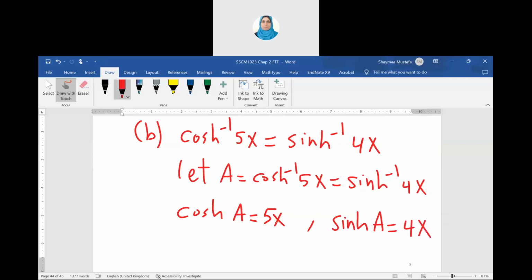We have that cosh A is equal to 5x, sine A is equal to 4x. I need to use these two pieces of information to find an equation for x that I can solve and find the value of x. How can we do this? How can I use cosh A and sine A to find an equation for x?